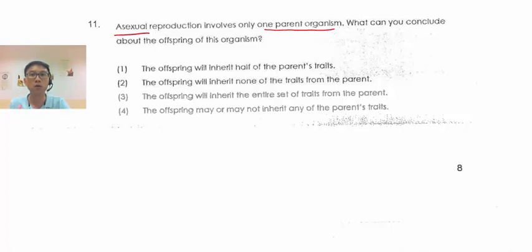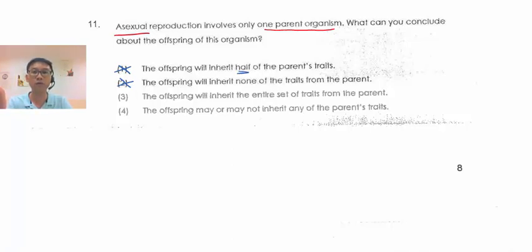So what can you conclude about the offspring of this organism? Let's take a look. Offspring will inherit half of the parent's traits. That's not true because asexual reproduction only has one parent, so how can I have half? Next, offspring will inherit none of the traits. Obviously, that's not true because the whole purpose of reproduction is to pass on the traits to your offspring. A snail will always remain a snail, and a panda will look like a panda.